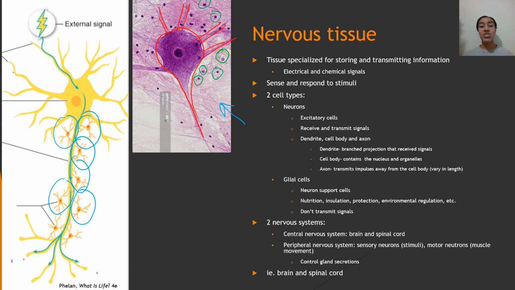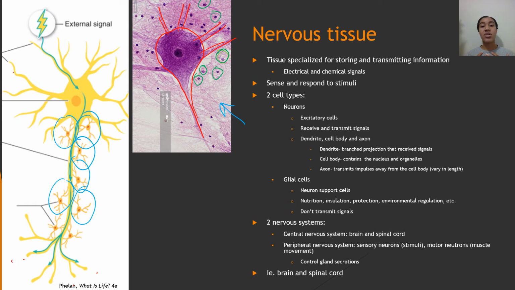The nervous tissue composes two different systems. So we have two nervous systems. We have our central nervous system, which is composed of the brain and the spinal cord. And then we have our peripheral nervous system, which is responsible for sensing our environment. This is our sensory neurons and our motor neurons, allowing us to move, basically sensing and responding to stimuli. And they can also control gland secretions.